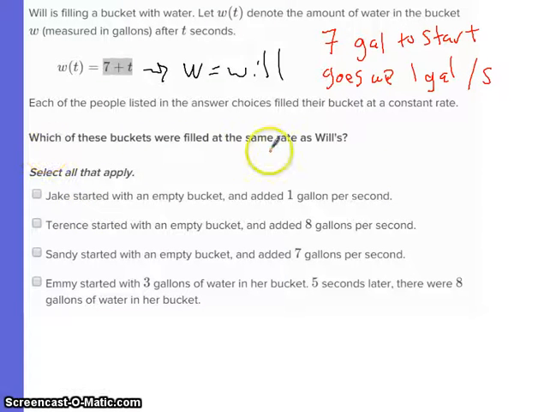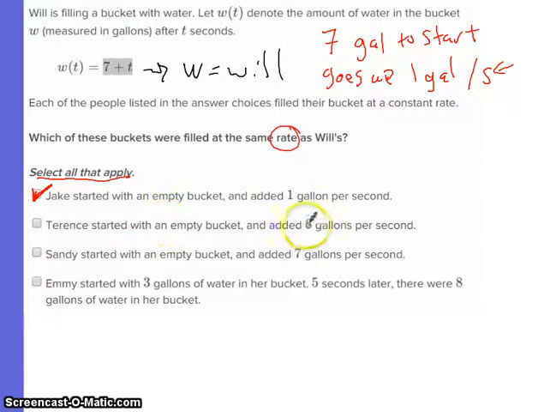Okay, so let's select all that apply. Which of these buckets were filled at the same rate as Will's? What's the rate we wanted? Was it 7 or was it 1? We want 1. It says select all that apply, so there's more than one right answer. Go ahead, Alyssa. Yeah, the first one for sure. We wanted one that had a rate of 1 gallon per second, and obviously Jake's is 1 gallon per second, so it is absolutely there.